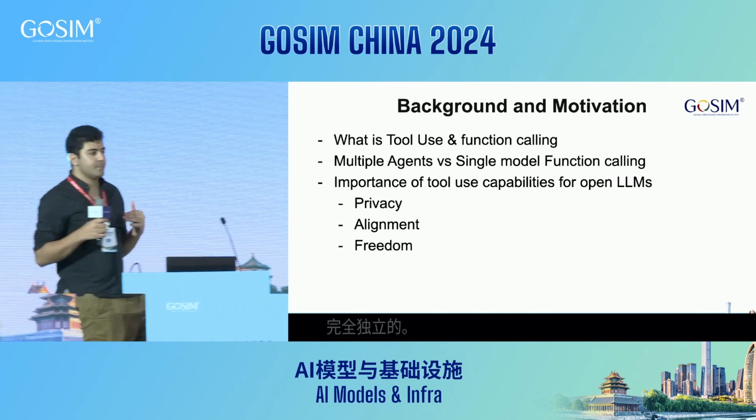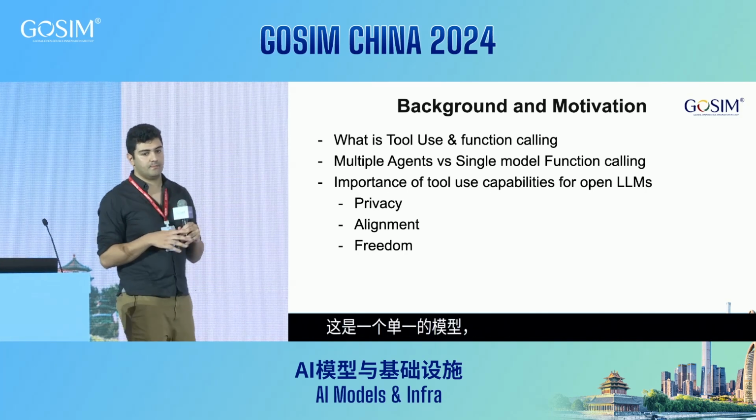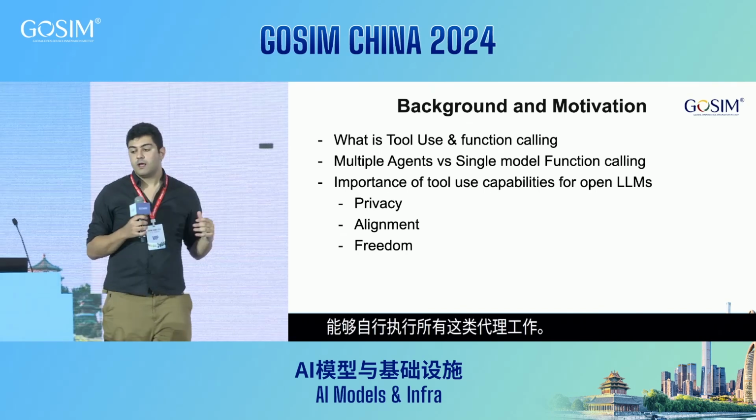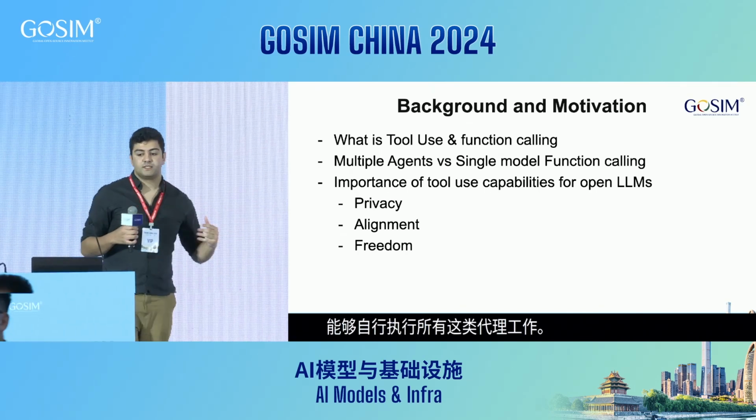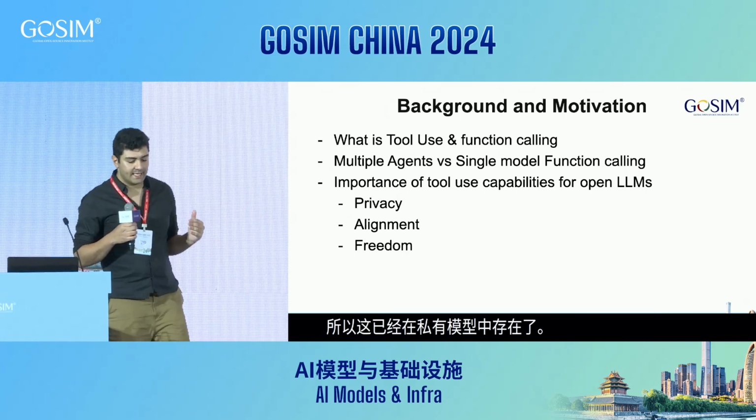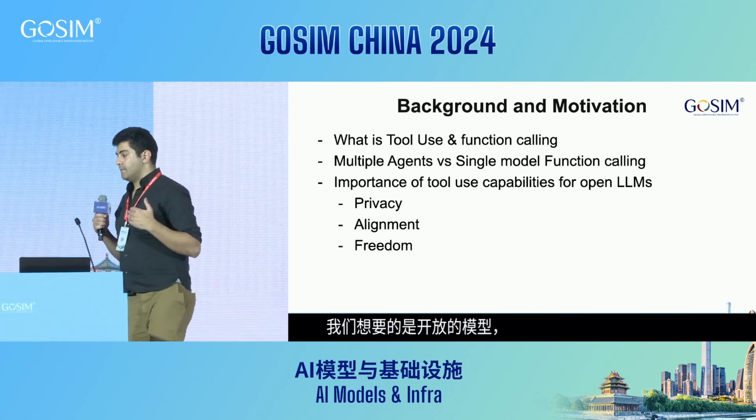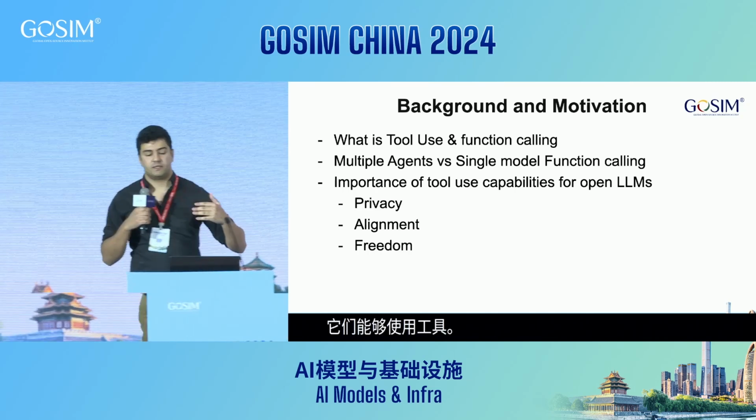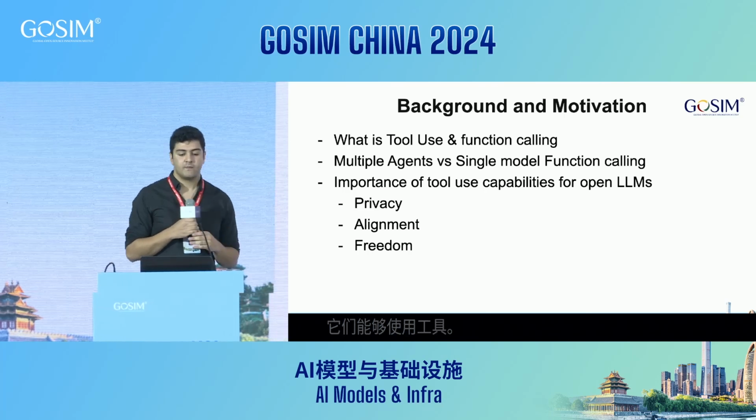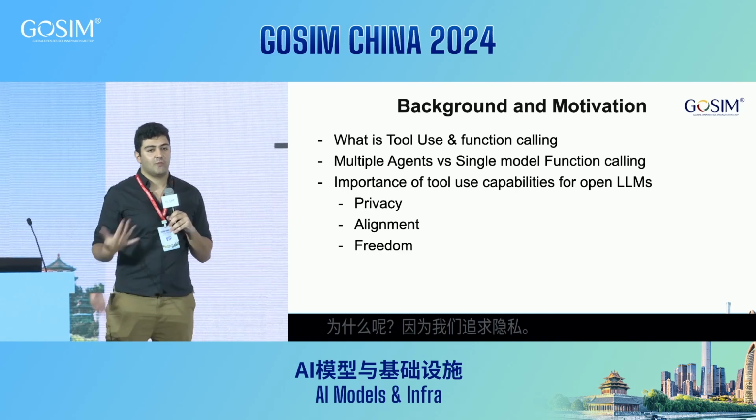So this already exists in proprietary models. It works totally well in general, but we want open models that are capable of using tools. And why? Because we want privacy, we want extra alignment, so that we want the model to behave in a certain way, and of course we want the freedom to change our model.